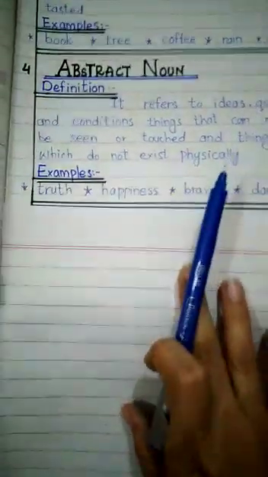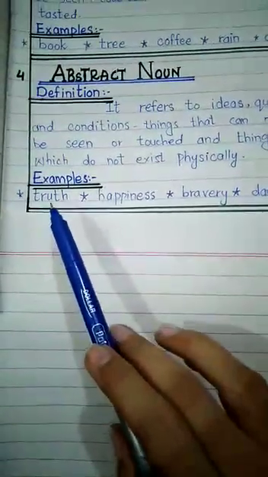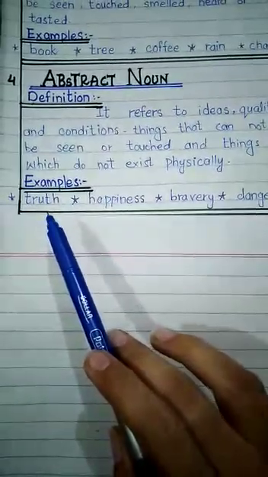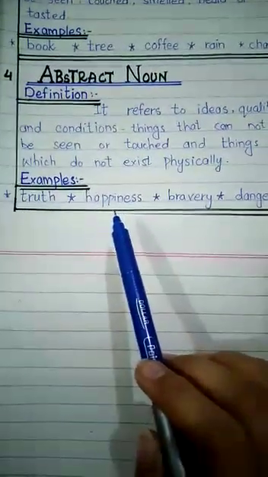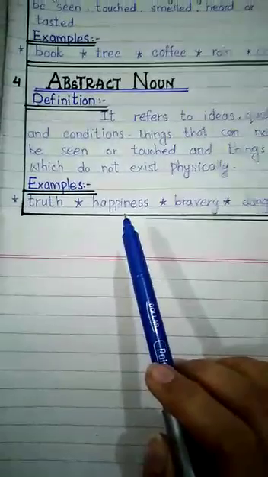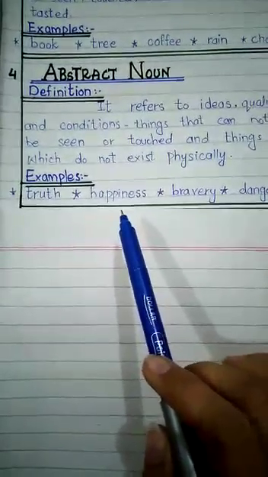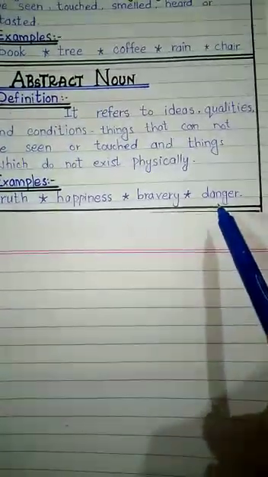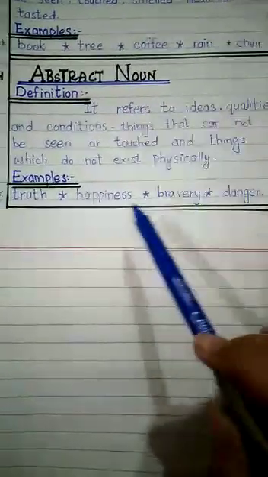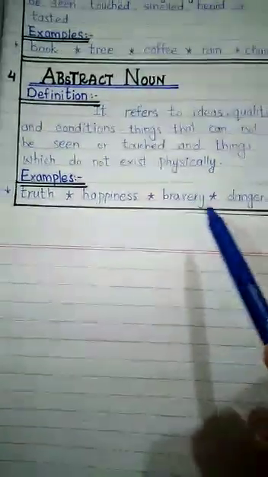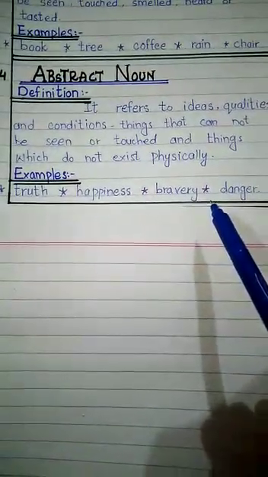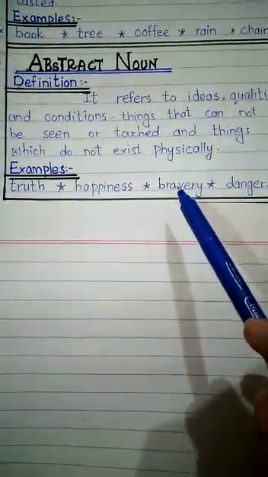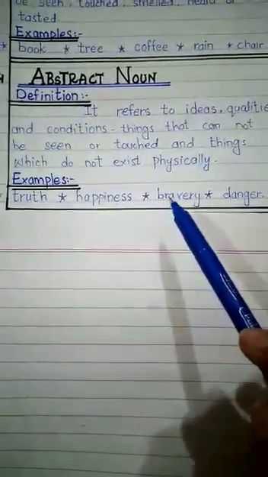Now, what are the examples here? Here we have the examples. Truth. Does it exist? Can you see that? No, you cannot see that. Happiness. Can you see that? You can only understand it by the expressions. Bravery, danger. These are the things which you cannot see. Clear? Which you cannot see, right? Which do not exist physically and cannot be seen or touched, right?